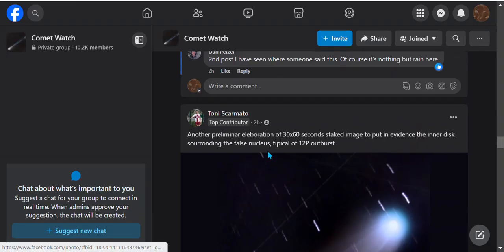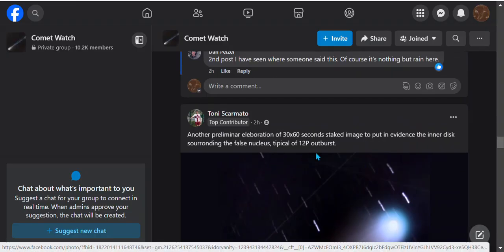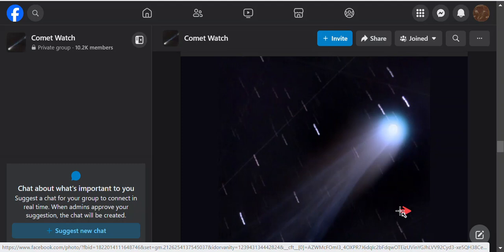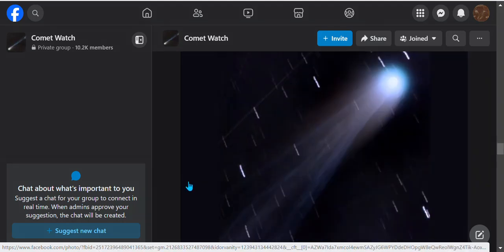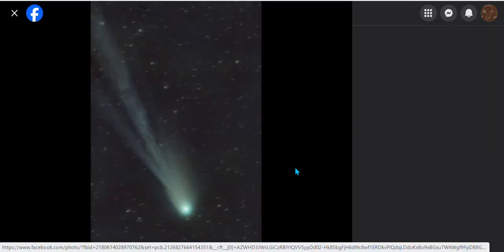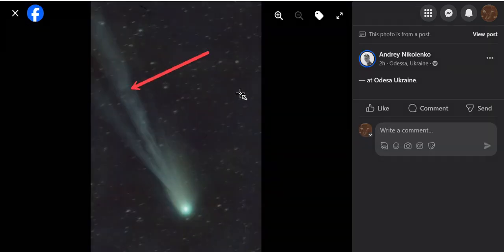Now it looks like it had another outburst 2 hours ago. This is posted. Let's take a look. Okay, yep, you could tell here, it's from Tony 2 hours ago. This was 2 hours ago also. Okay, I'm looking for spirals. Yeah, you can see spiral right here, right there, and right there.